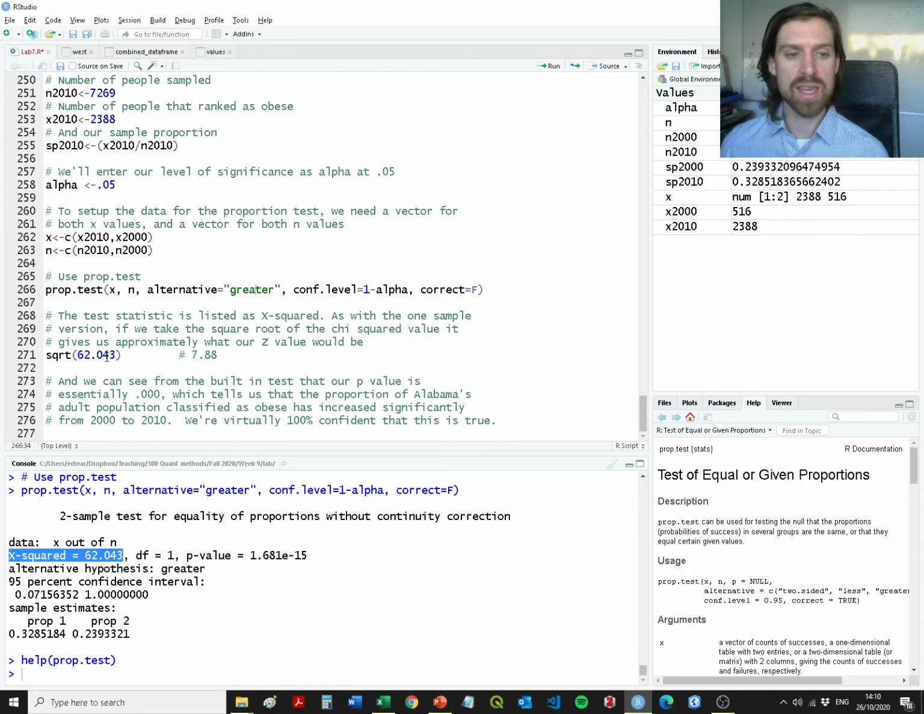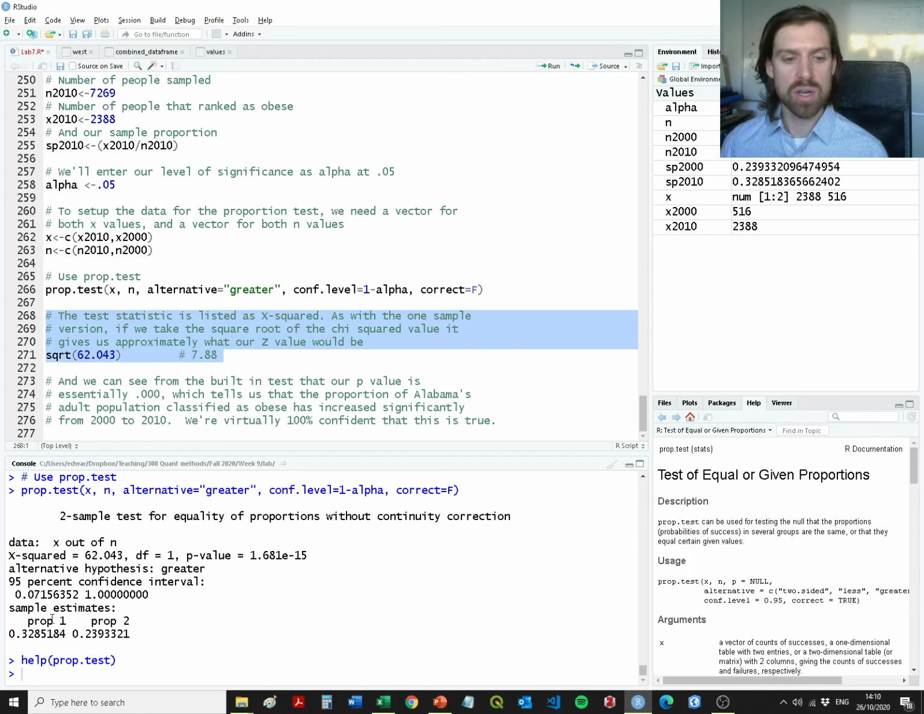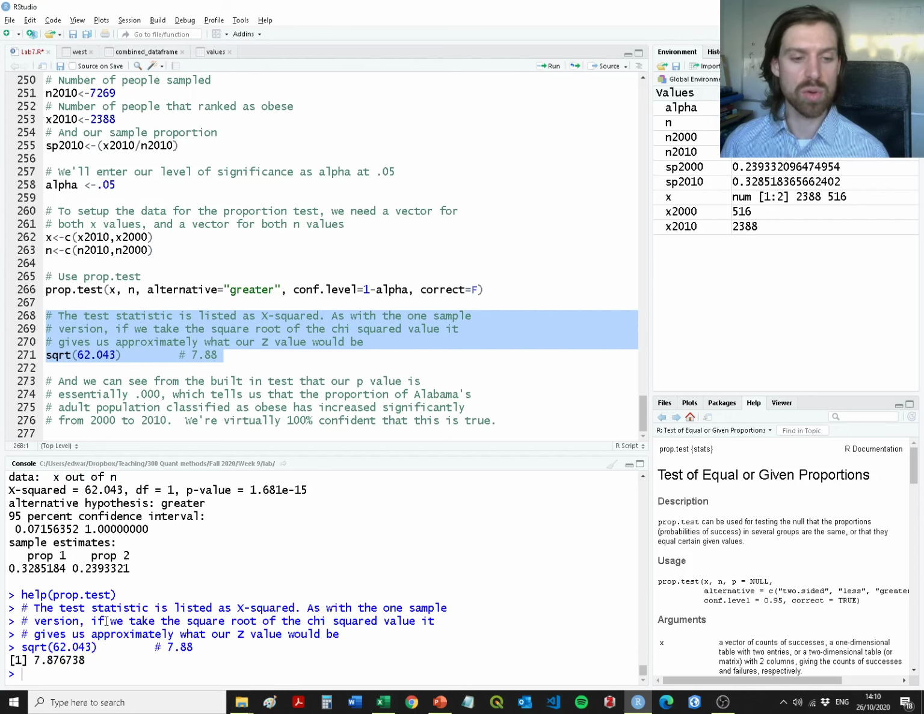But the important thing here is that if we take the square root of the chi-squared, which is 62.043, then we're able to get the z value, which is about 7.87 here. So it's really quite a large z value, which is giving us pretty much 100% confidence that the values are significantly different.